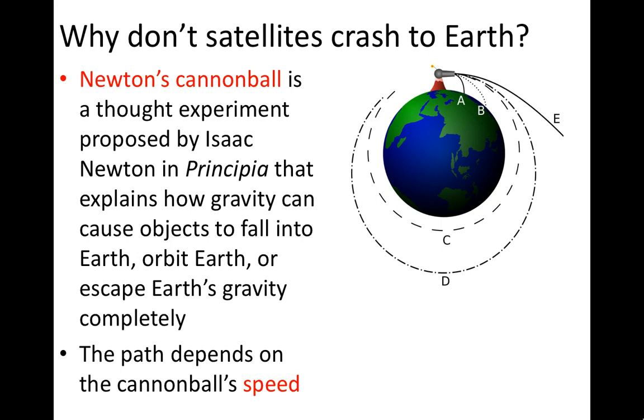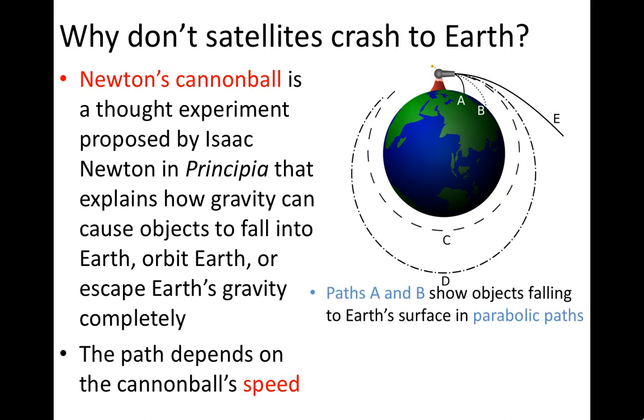And you can see here that in paths A and B, the cannonball falls down to the surface of the Earth. In path B, the cannonball was fired faster than in path A, and so it went further before hitting the surface, but they both fell to the Earth. Paths A and B are showing what happens when the satellite isn't moving fast enough to achieve orbit. It falls into the Earth in a parabolic path, what we described as a projectile.